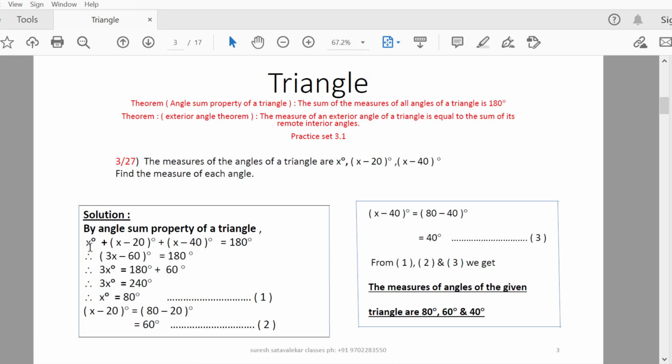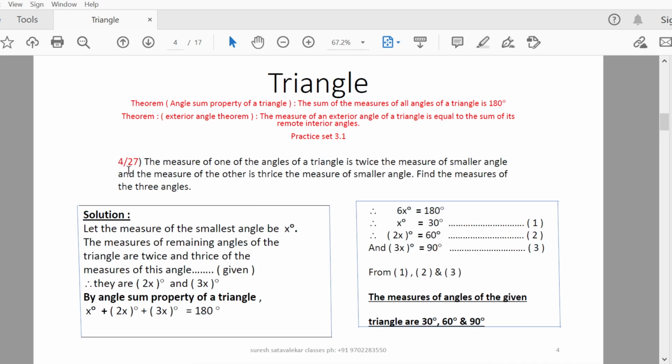So, we are given x, x minus 20 and x minus 40. So, this x comes out to be 80 degrees. Now, x minus 20 will be 80 minus 20, that is 60 degrees. And the third is x minus 40, that is 80 minus 40, which is 40 degrees. Better to give numbers to these results. Result number 1, result number 2, result number 3. And we can say that from results 1, 2, 3, the measures of the angles of the given triangle are 80 degrees, 60 degrees and 40 degrees.